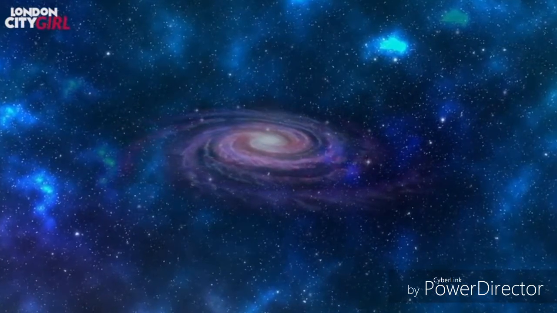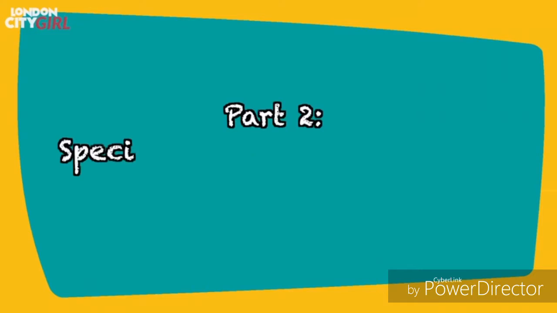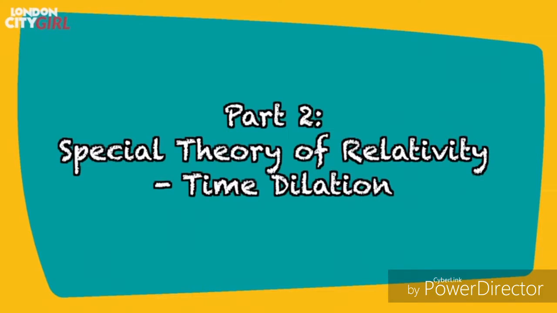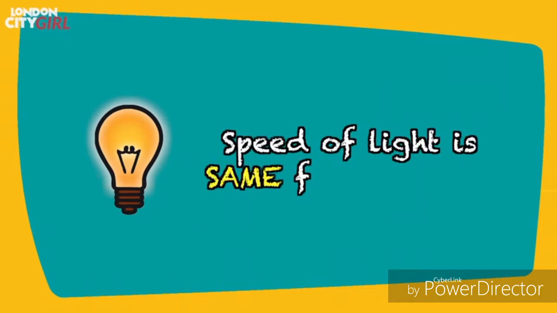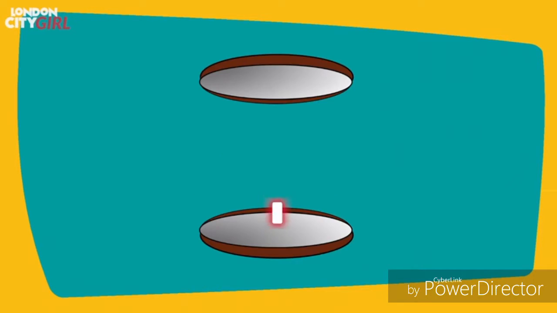This is classical relativity. Part 2. Special theory of relativity. Time dilation. The second thing we need to accept is that the speed of light is the same for all observers. So, let's imagine a beam of light being reflected between two mirrors.